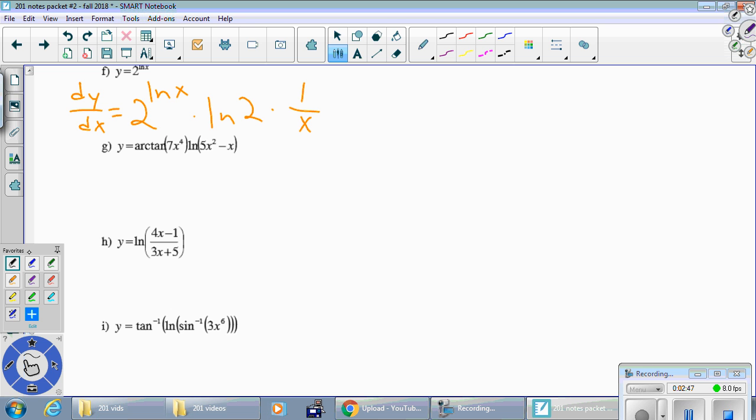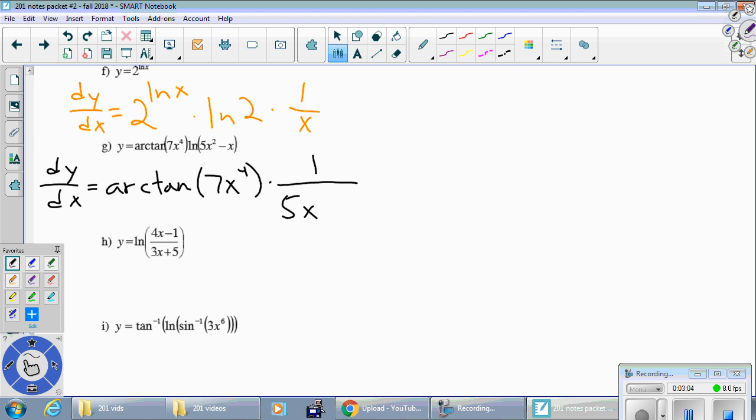Okay, G, arctan of 7x to the 4th times ln of 5x squared minus x. This one is a product rule. First gets copied, times the derivative of the second. ln of stuff is 1 over the stuff, times the derivative of the stuff. That's the first part of the product rule, plus the second, the ln gets copied, times the derivative of the first.